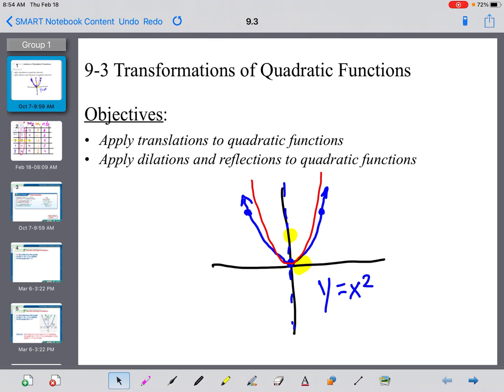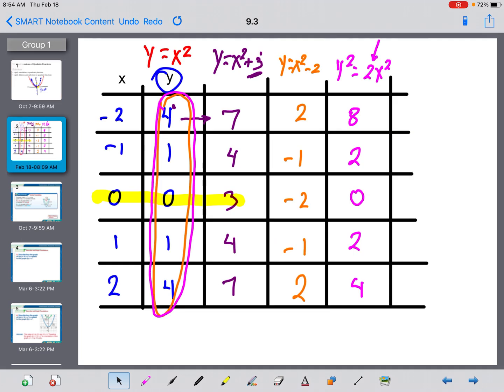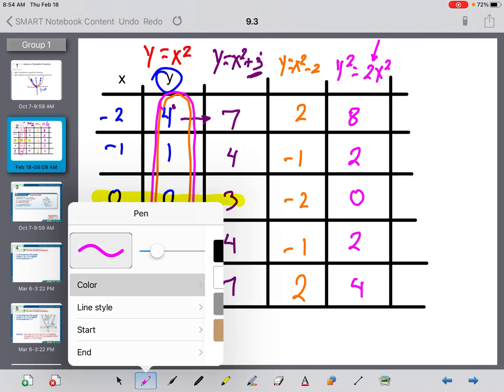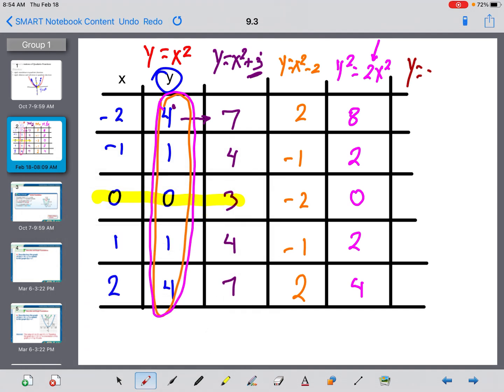So it's stretched. Now, if I'd have multiplied it by a half, I'm not going to actually do it, but it would have flattened it out, would have compressed it. And there's one more thing that we're going to talk about, and that is what happens when you have y equals negative x squared. So the coefficient of the quadratic term, or the square term, is negative. Remember, this is x squared here. So the negative or opposite of x squared would be negative 4, negative 1, 0, negative 1, and negative 4.